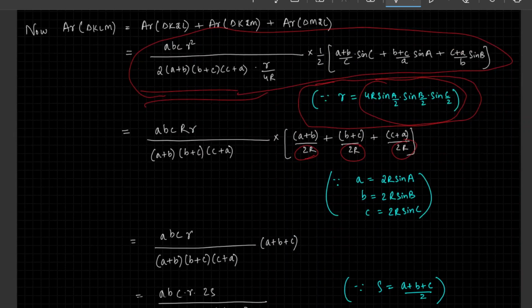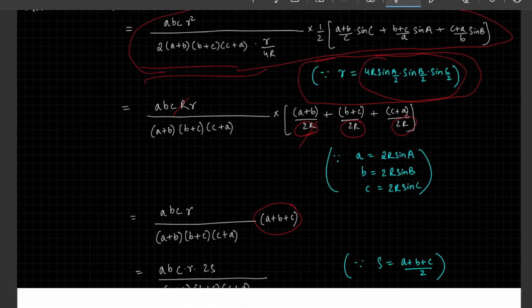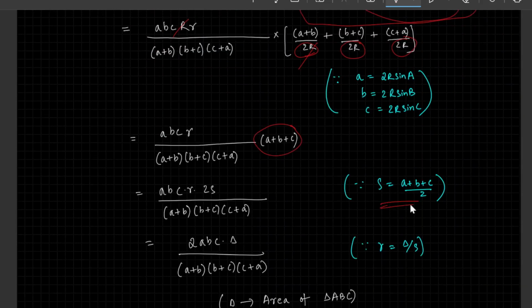And now this is A plus B, you can take the sum of them, and here we have the R in the denominator and this R. So this R and this R get cancelled, and we are left with A plus B plus C twice. So 2 and 2 also get cancelled. So finally we are left with A plus B plus C, and A plus B plus C is equal to 2s. So I've substituted that now. And also we know R is equal to delta by s. So there are a lot of formulas that have been used.